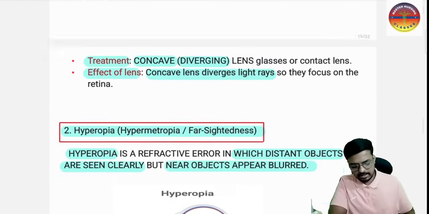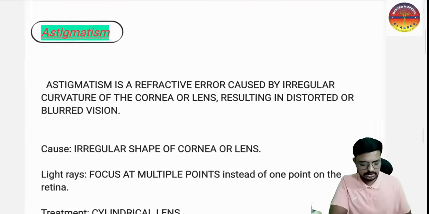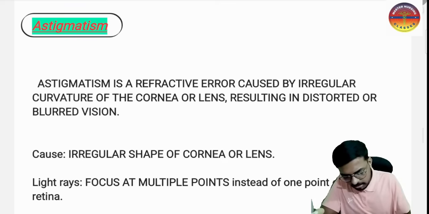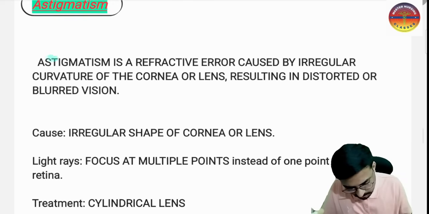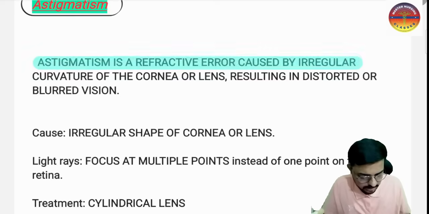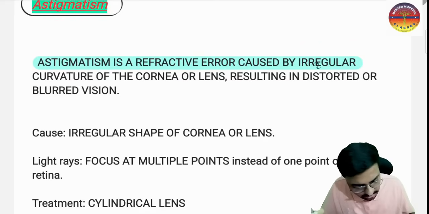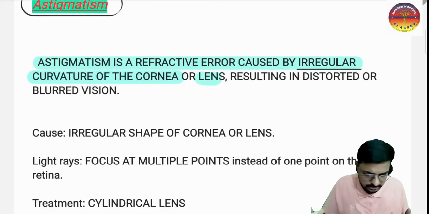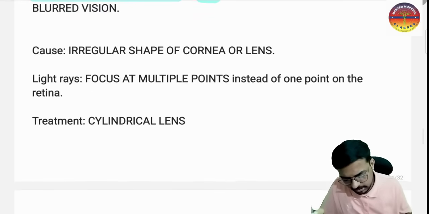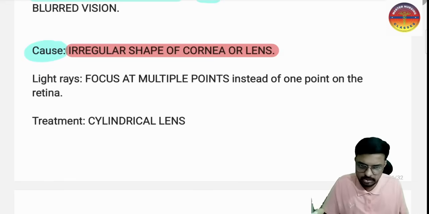That is astigmatism. Okay, so the question will come, what is the term we will use for astigmatism? It is the abnormal curvature of the cornea and the lenses. Astigmatism is also a refractive problem, which is caused by the irregular, abnormal curvature of the cornea and lenses, resulting in distorted and blurred vision. Normal vision is not possible here. Okay, so the main cause will be the irregular curvature or irregular shape of the cornea or lens.